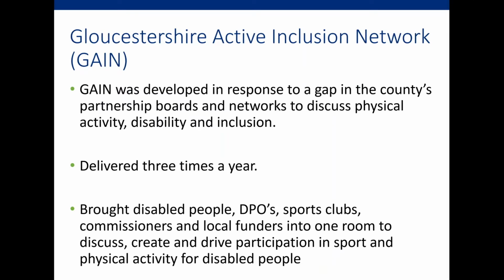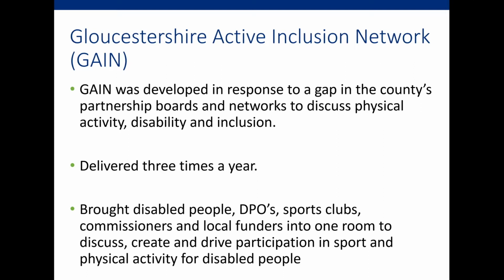Another fantastic example is Gloucestershire Active Inclusion Network, or GAIN as we shorten it. I would really advise that you go along and have a look at their website and just type in Gloucestershire Active Inclusion Network. They're doing some great work around co-delivery and collaboration. The GAIN network was developed in response to a gap in some of the county's partnership boards and networks to discuss physical activity and disability inclusion. They didn't have the expertise around the table. They didn't know all the real local challenges.